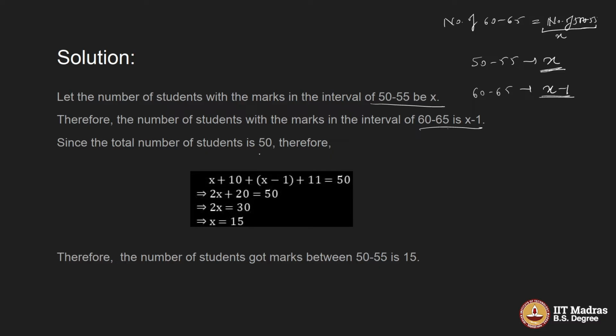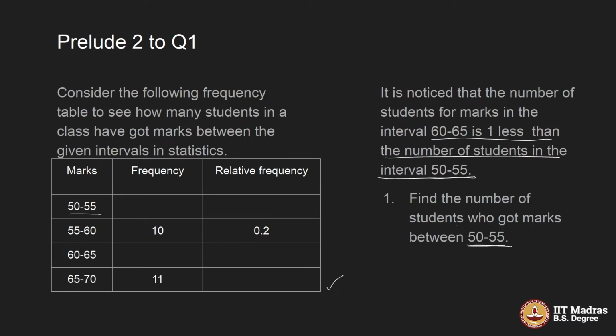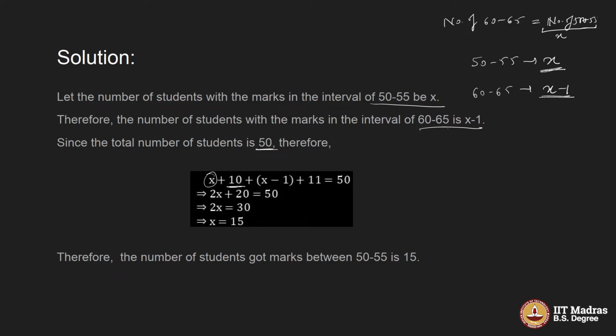Now since the total number of students is 50, we can calculate x, the number of students for 50 to 55. Then we have 10 for 55 to 60, x minus 1 for 60 to 65, and 11 for 65 to 70. The total is 50. So x plus 10 plus x minus 1 plus 11 equals 50. Opening the bracket, here we have 2x, and by calculating this we get 2x plus 20 equals 50.